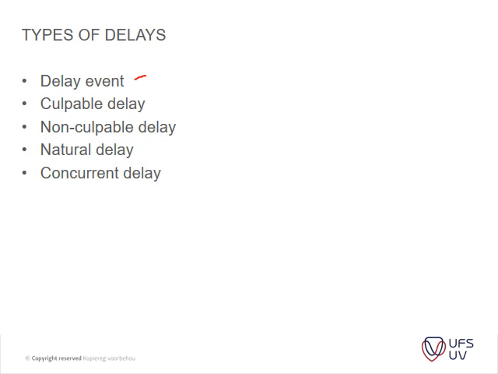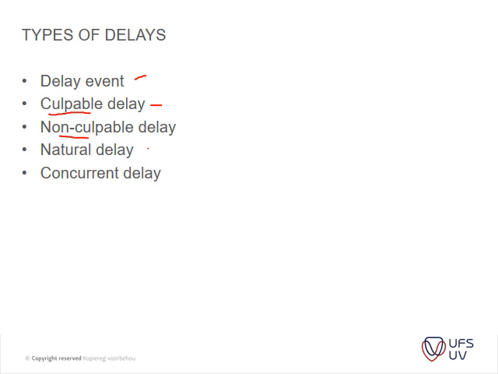Then you've got culpable delay, where the delay is the fault of the contractor. This is also referred to as a non-excusable delay or contractor delay, but we'll have a look at culpable later on. It just means someone is to blame for the delay. Then you've got a non-culpable delay, where the contractor is late through no fault of his own, for instance, late issuing of information.